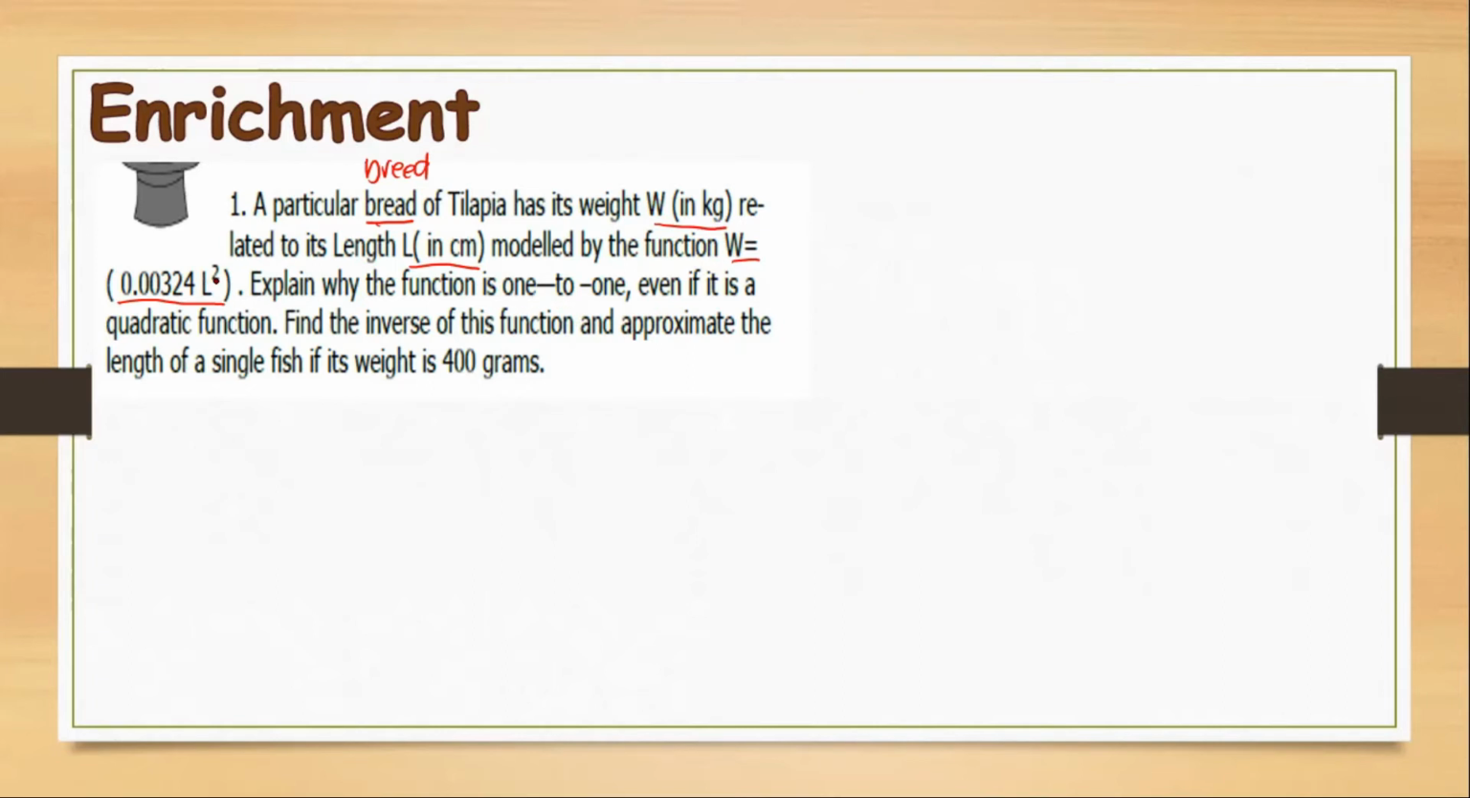But if you consider the L here, we can only take positive values and we can never take negative values for length. That is why there is only one quantity for the length that corresponds to one quantity for the weight. That is why we consider it a one-to-one function.